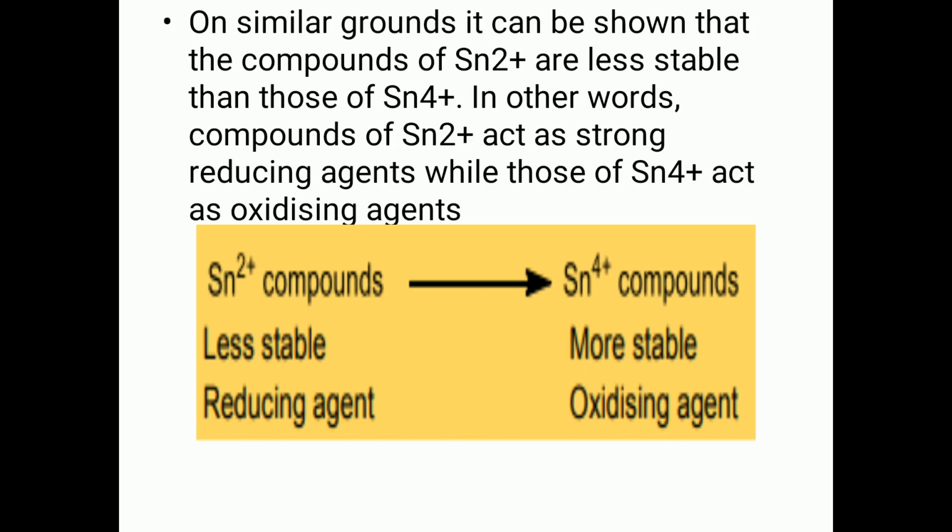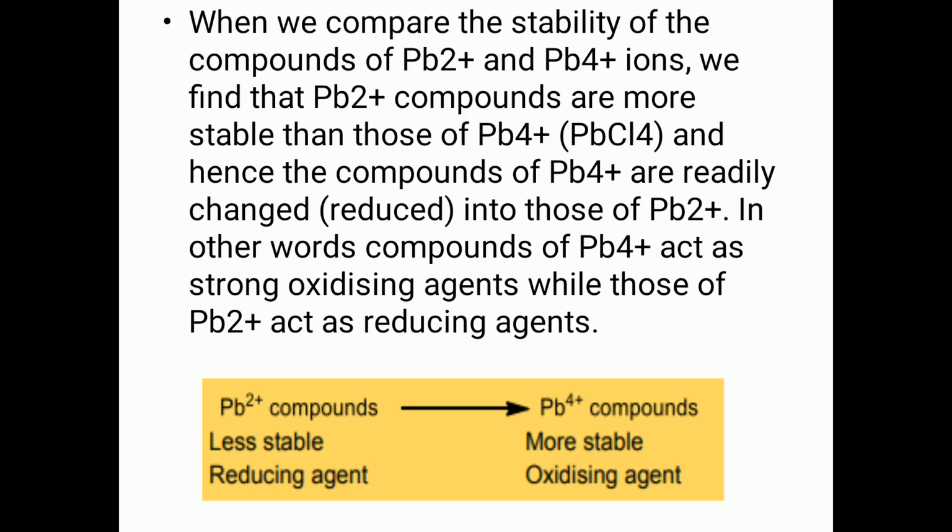When we compare the stability of the compounds of lead 2 plus and lead 4 plus ion, we find that lead 2 plus compounds are more stable than those of lead 4 plus, and hence the compounds of Pb 4 plus ion are readily changed into those of Pb 2 plus. In other words, compounds of Pb 4 plus act as strong oxidizing agents while those of Pb 2 plus act as reducing agents. Here you can see in this equation.